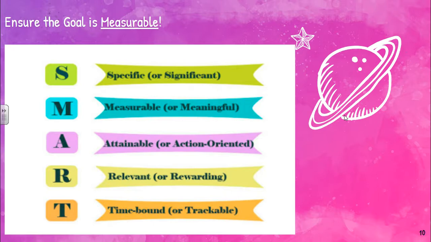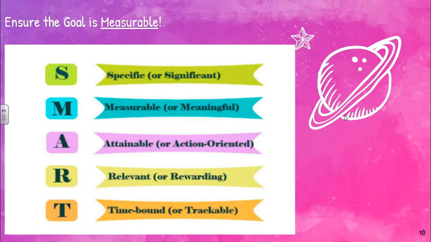An M for measurable, meaning you can count it or you can observe it. Lisa will be able to solve math problems is not measurable, whereas Lisa will be able to solve math problems that involve computation with decimals with at least 75% accuracy in 4 out of 5 trials is measurable.